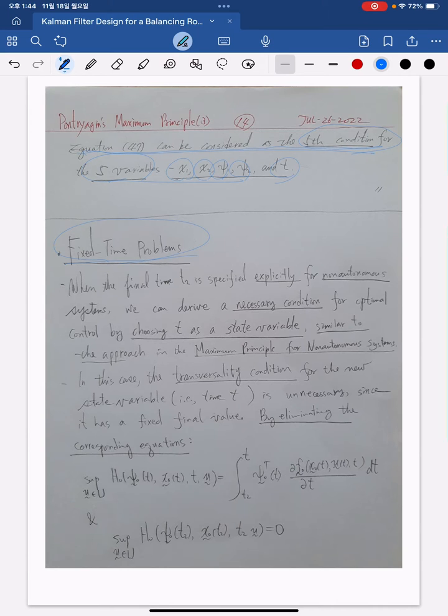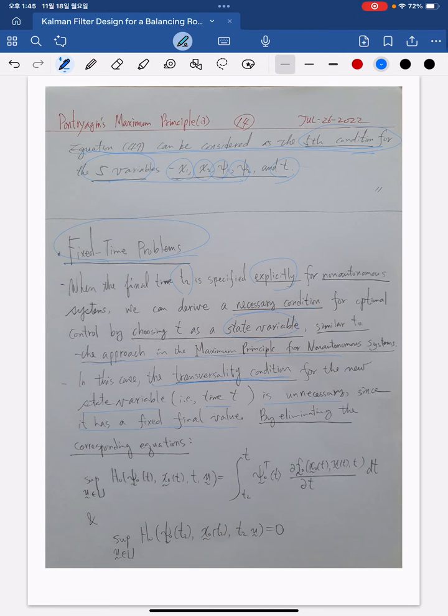When the final time T2 is specified explicitly for non-autonomous systems, we can derive a necessary condition for optimal control by choosing T as a state variable, similar to the approach in the maximum principle for non-autonomous systems. In this case, the transversality condition for the new state variable, that is time t, is unnecessary, since it has a fixed final value.